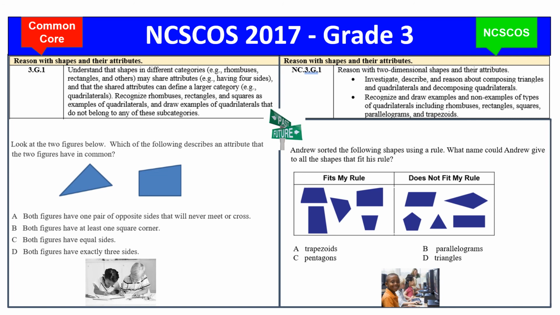Third grade students are also supposed to manipulate triangles and quadrilaterals to compose a new shape or to decompose into 2 new shapes. Students might be given 2 triangles and asked to use the triangles to make a rectangle, or they might be asked to decompose a rectangle into 2 triangles.